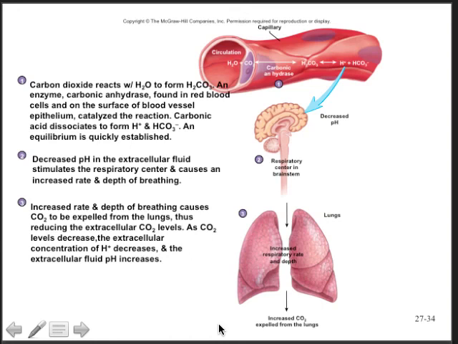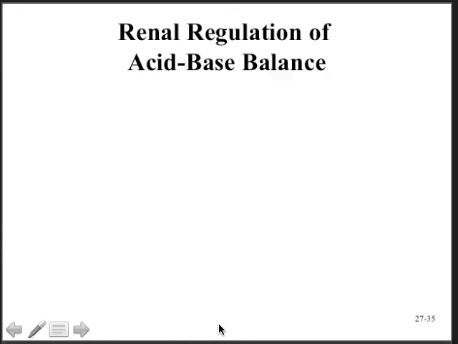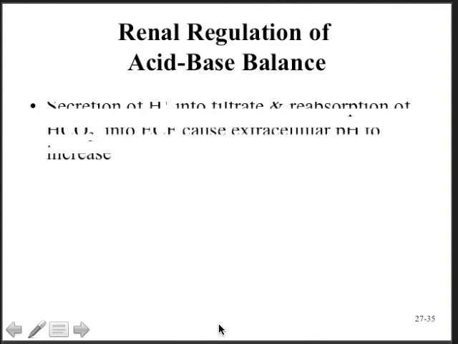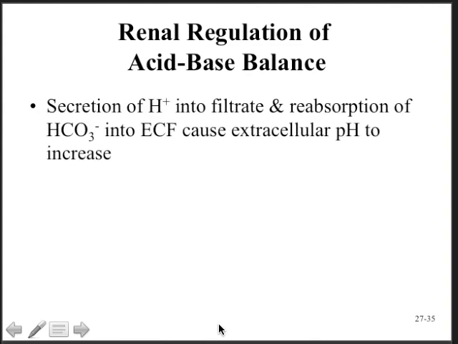Now, we should point out the fact that while it's rapid, the capacity of the respiratory system is limited compared to the urinary system. So we need to use these two systems in conjunction in order to adequately maintain body pH. Secretion of protons into the filtrate and reabsorption of bicarbonate into the extracellular fluid cause extracellular pH to go up.